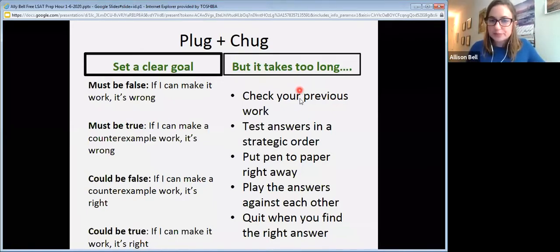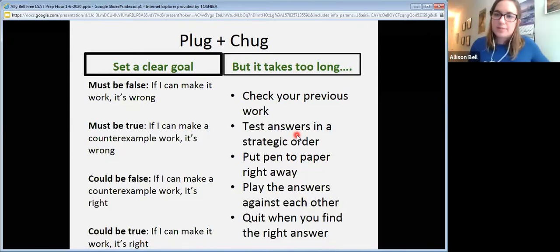I can also make it go a little faster by being thoughtful about which answers to test first, and looking for answers that maybe have a lot of restrictions attached to them that might trigger something that must be true or false. I can make this go faster by just getting down to it right away.